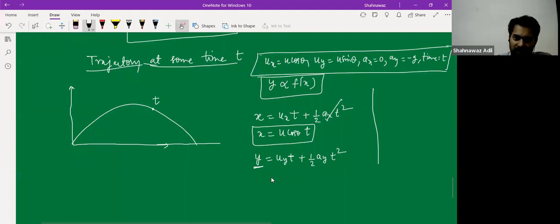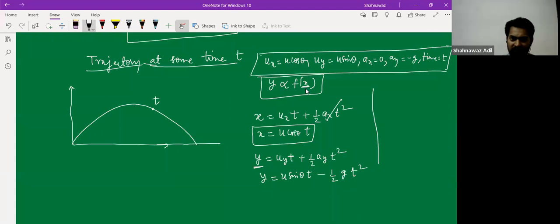So uy is what? U sin theta, as you were mentioning, and t. Plus half ay is minus g, so this is minus g t square, right? So this is y. Understood? Yes, sir. And my goal is to calculate y in such a way that it is a function of x, right?